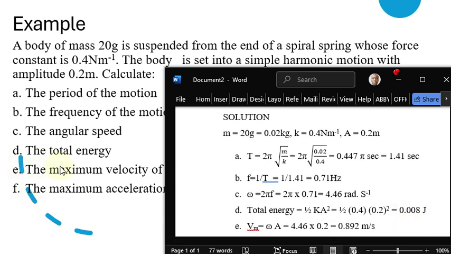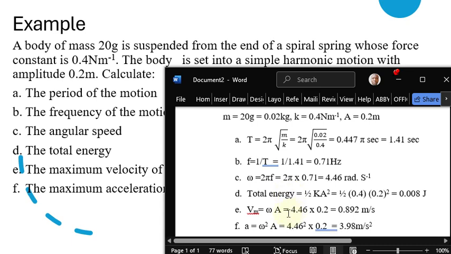The next question says we calculate the maximum velocity. Maximum velocity is calculated with this formula, omega A, and our omega, which is the angular velocity, is 4.46. So we bring it here, it's 4.46 times our amplitude, which is 0.2, and then we have it to be 0.82 meter per second. And the last question is we should calculate the maximum acceleration. The maximum acceleration by formula is omega squared A. So that will be 4.46 squared times 0.2, and that will give us 3.98 meter per second squared.